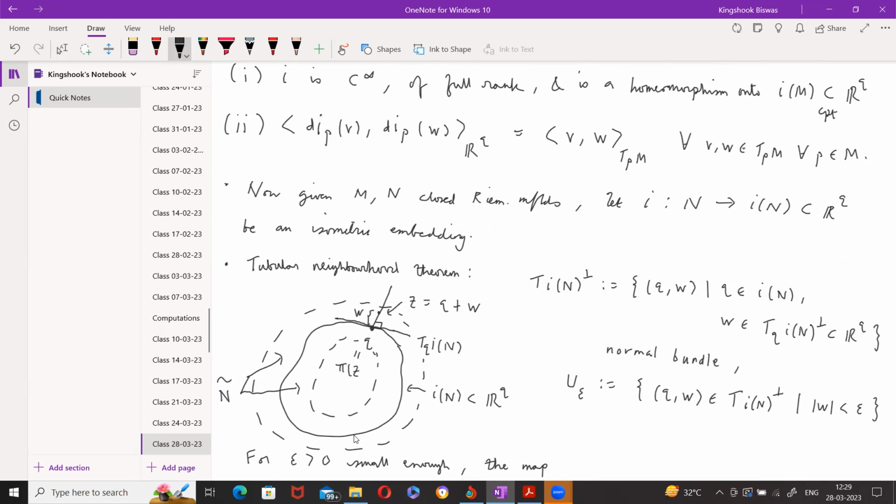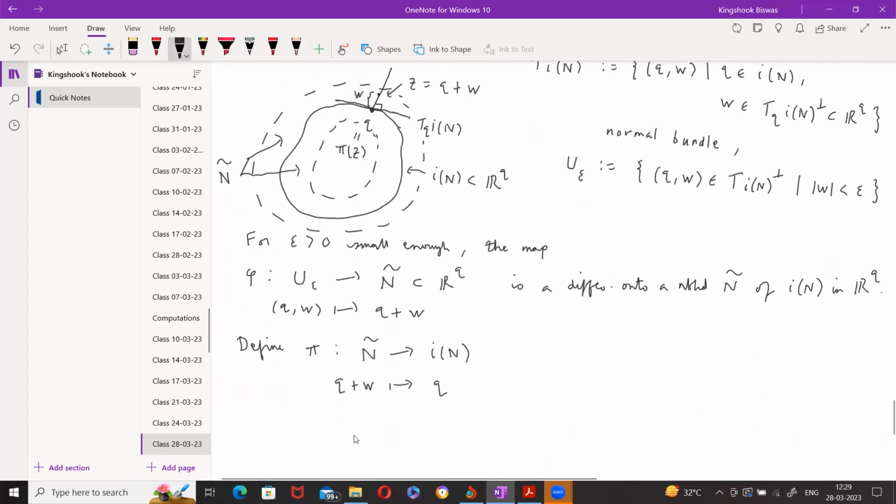Is it clear? Yeah. So you just take the unique line segment from Z passing through Z, which meets the submanifold at right angles. This will be the closest point to Z in the submanifold. So this map is well defined because we have this diffeomorphism phi here, right? So what you're doing is you're taking the inverse of phi and then taking the projection onto the first factor, right?